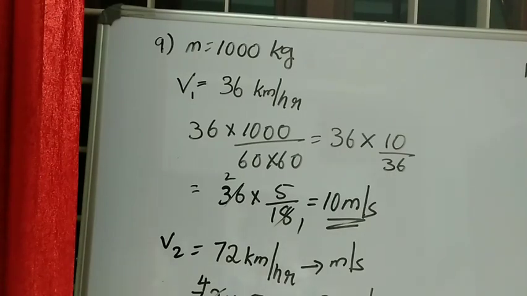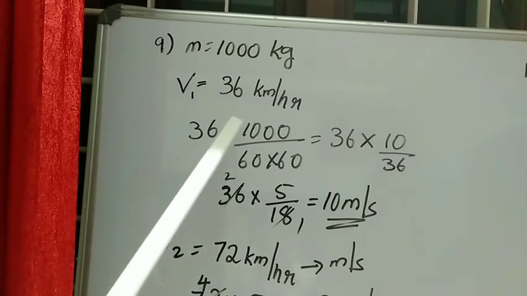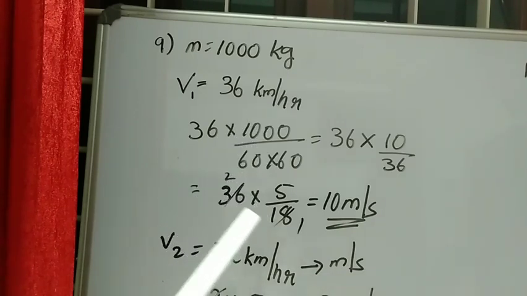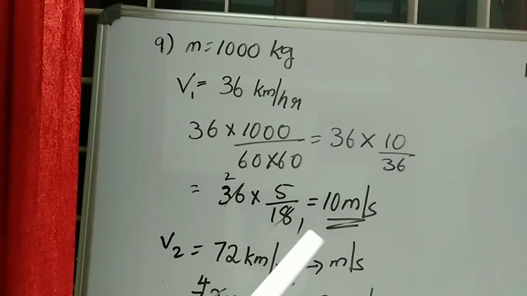Next question number 9. A truck of mass 1000 kg increases its speed from 36 km per hour to 72 km per hour. That means initially a vehicle is moving with a speed 36 km per hour. Then gradually it increases its speed and reaches 72 km per hour. So obviously its kinetic energy will also increase. We are asked to calculate the increase in kinetic energy.